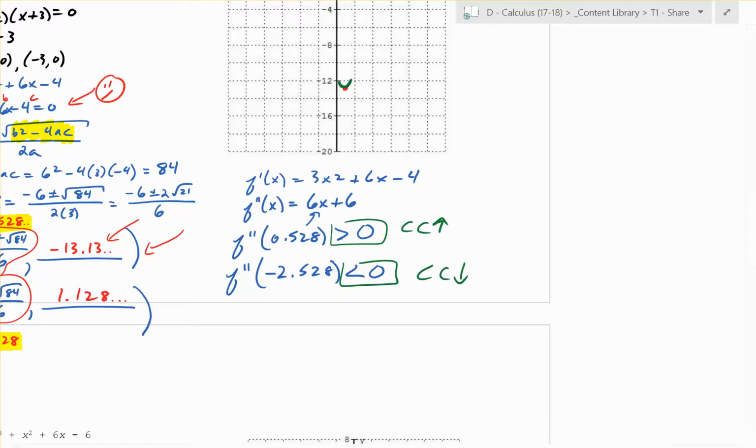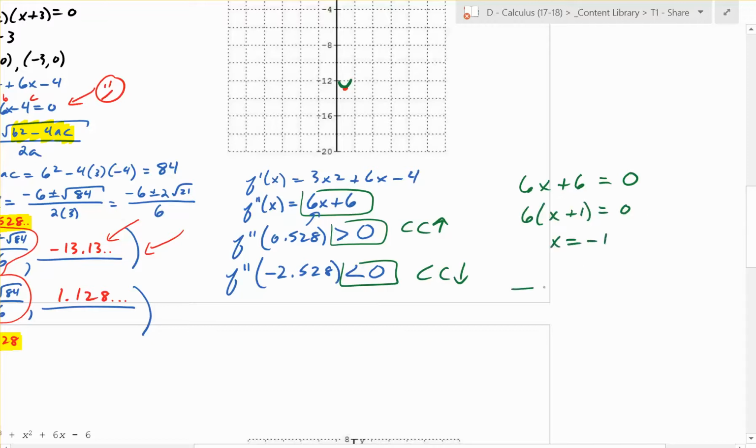So you look at the second derivative, which is 6x plus 6. Where does that change from positive to negative? Well, you set it equal to 0. Factor out the 6, x plus 1 is equal to 0, so x equals negative 1. And then we know that when x is equal to negative 1, the second derivative is 0. So we need to know what happens to the left and what happens to the right.